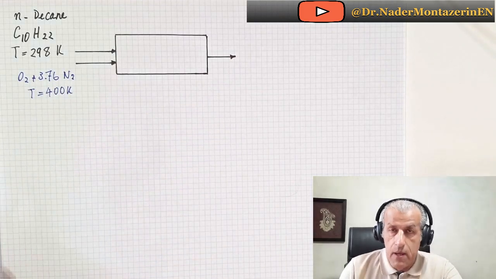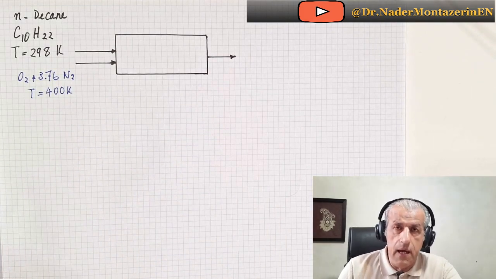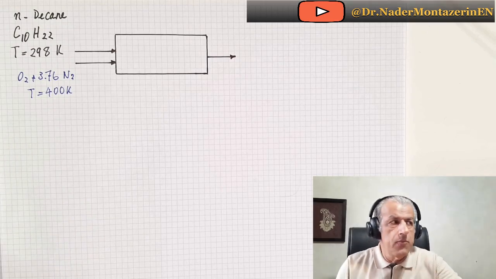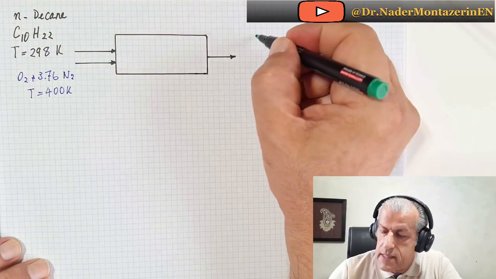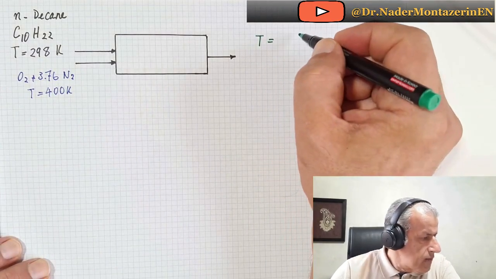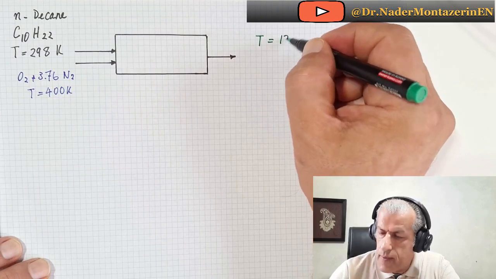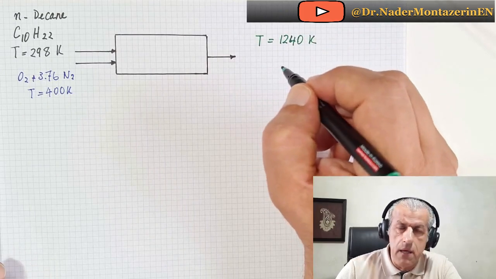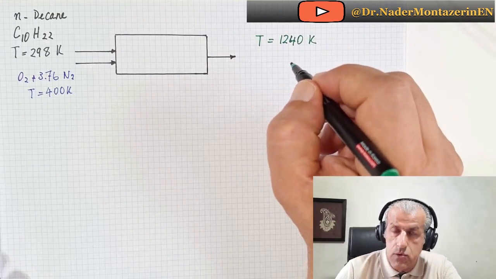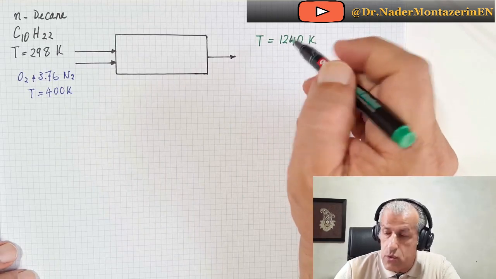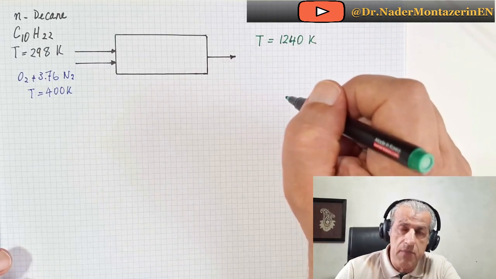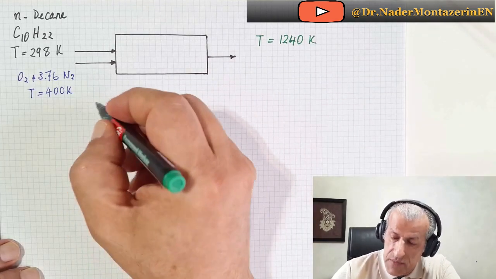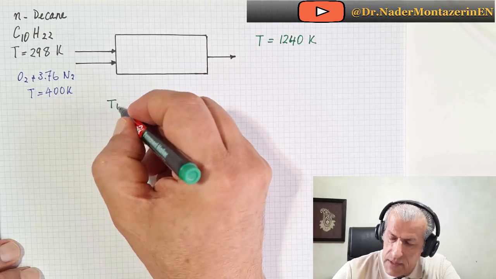Now, we don't know how much air enters, but at the same time, what we want are products which are at T equals 1240 K. So this is a good place to introduce how people control the exit temperature of the combustion chamber. You see, there are two extremes.